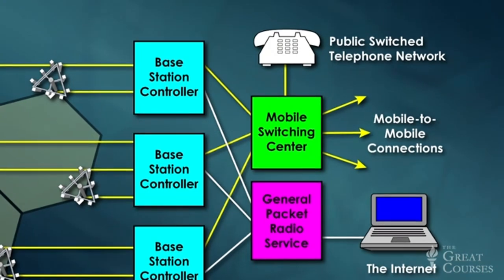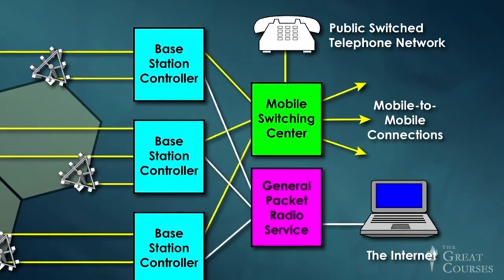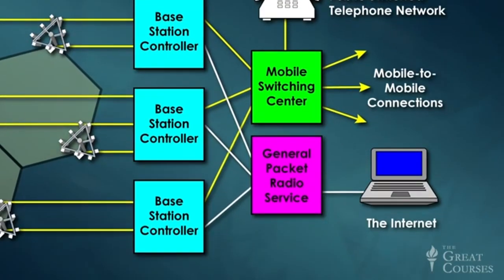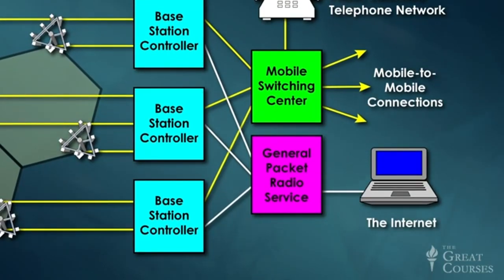As the diagram indicates, base station controllers are also connected to the General Packet Radio Service, a packet switched network that's overlaid on top of the circuit switched phone network and handles all internet data packets passing between your mobile device and the internet.